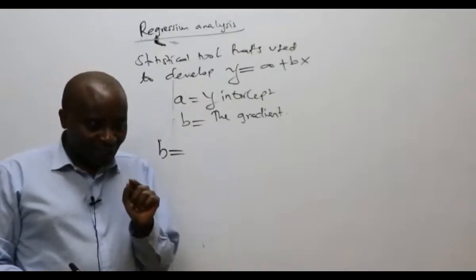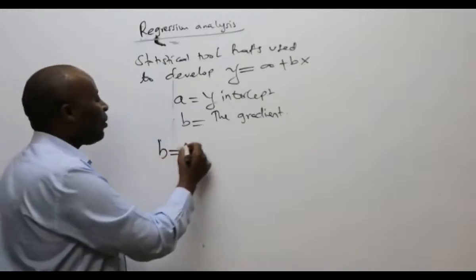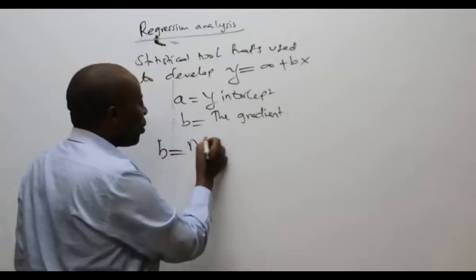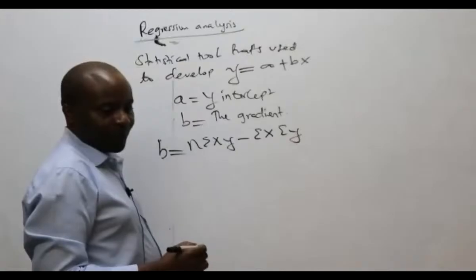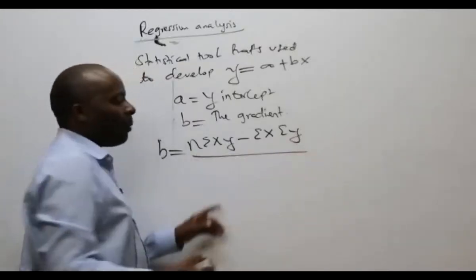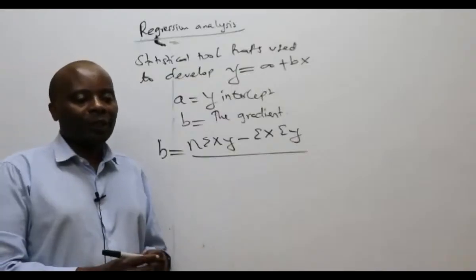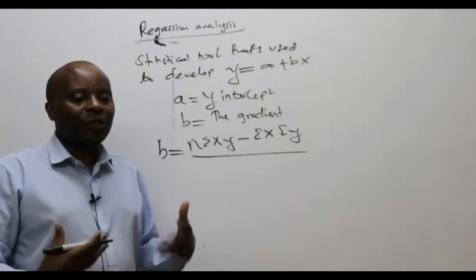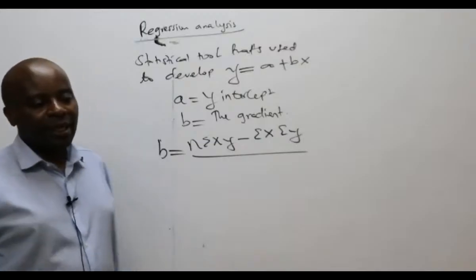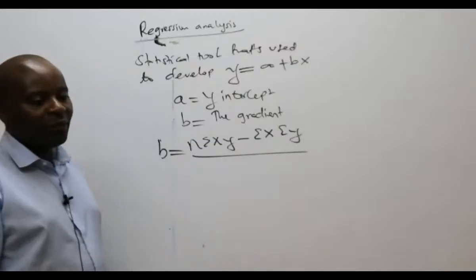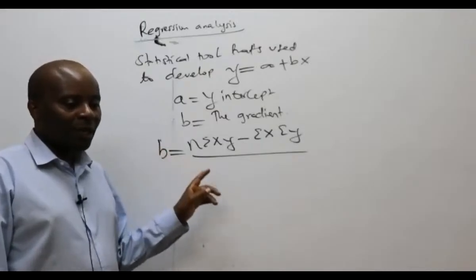So very good. I can see somebody who is very creative. He has written here: b equals n summation of xy minus summation of x, summation of y, all over, how about the denominator? Creativity is important. So this is the formula of getting the numerator of b.